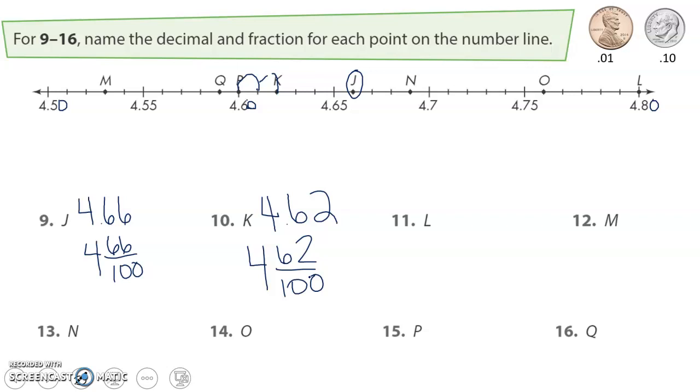Okay, now let's look at L. Lucky for us, we already put that 0 there. Okay, so that L is already easy to label, 4.8. But guess what? Even if I put that 0 at the end, it still has the same value. Okay, as a fraction, I would write it 4 8/10.